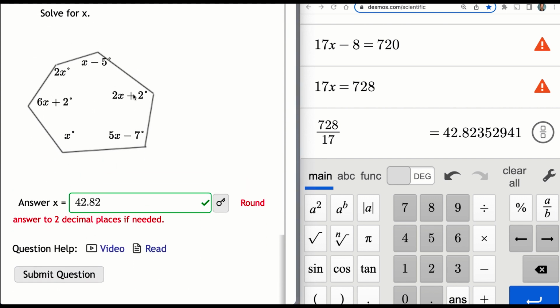Again, it's about figuring out how many degrees this all was supposed to add up to using your note sheet, and then solving the algebra behind it after combining like terms.